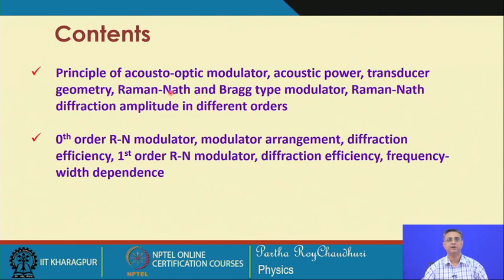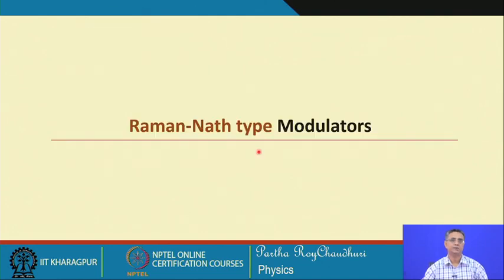Then we will look at the difference between the Raman-Nath and Bragg type of modulator, and consider the Raman-Nath diffraction amplitude at different orders. Then we will see that it gives rise to two possibilities. One is that the modulator can be designed with the 0th order diffraction or the first order diffraction, and in both cases we will compare the diffraction efficiency and the frequency dependence of the width. So, that will complete a discussion and an understanding of this Raman-Nath type of acousto-optic modulator.